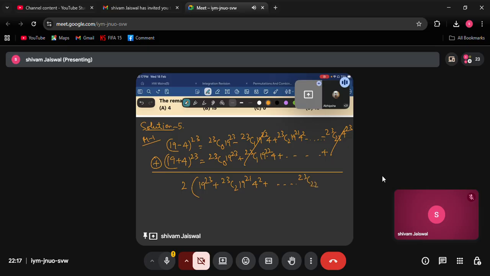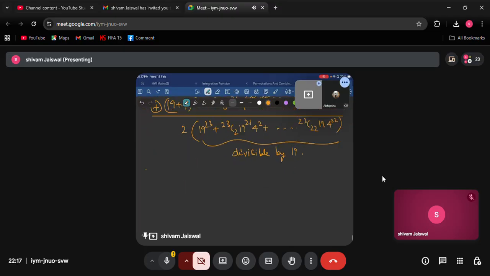What do you think? Is it divisible by 19? This is divisible by 19. So hence the answer is option C. Okay. Next. Method 2.